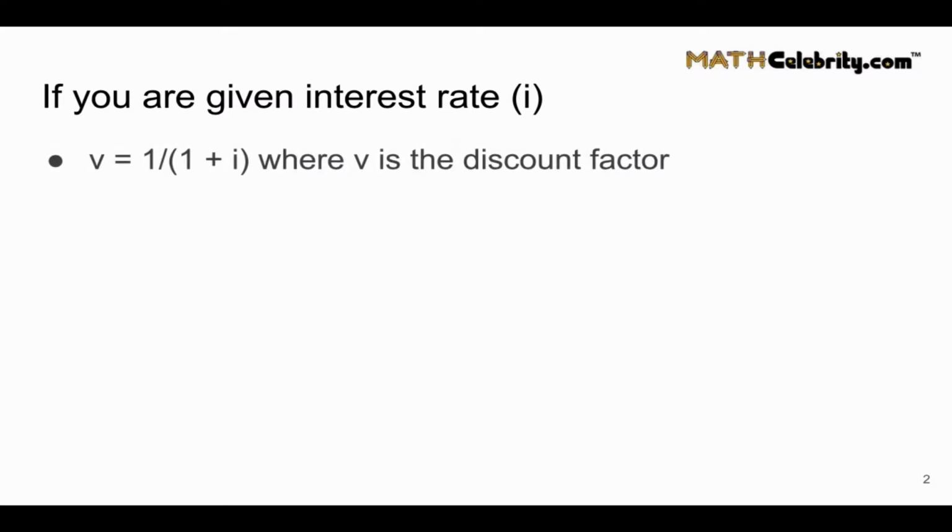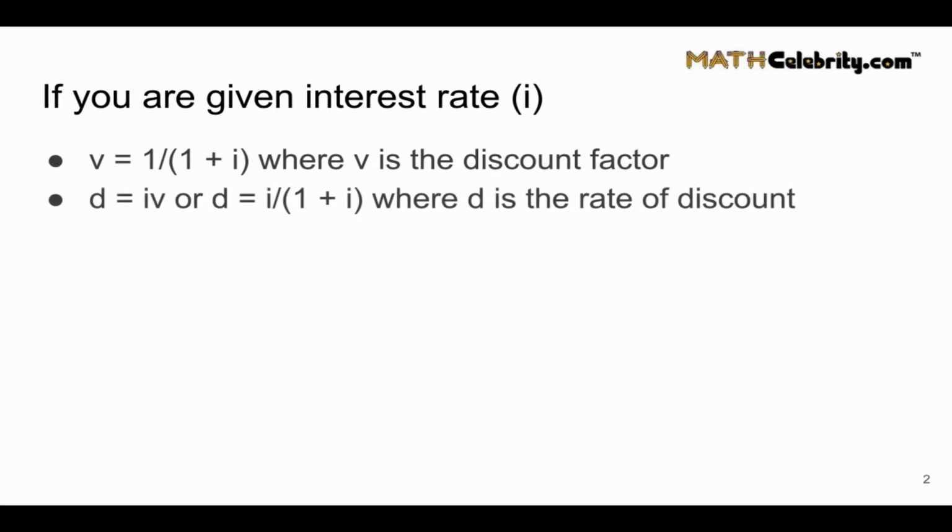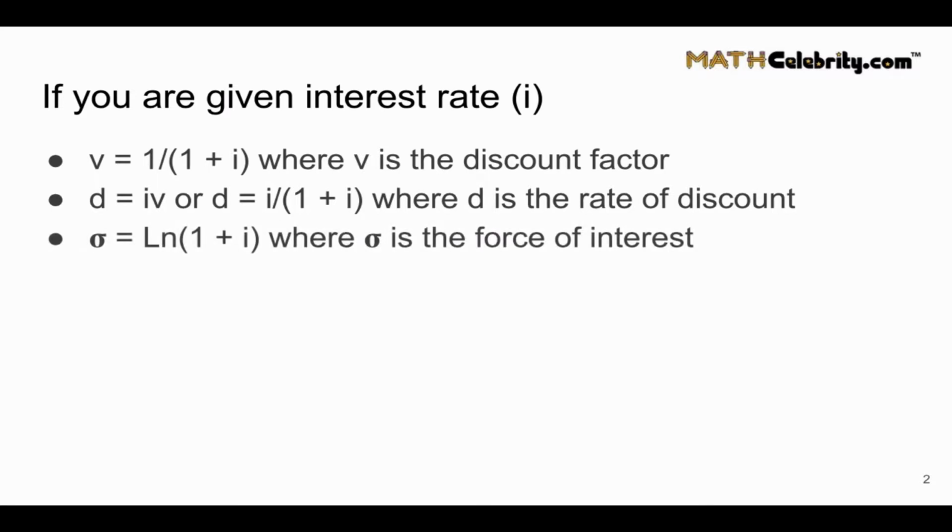Well, if we use our interest and discount relationships, we get V equals 1 divided by 1 plus I, and V is the discount factor. D equals I times V, or if we use the V above, it's just I over 1 plus I. So you could plug in I to that and get D. And finally, the force of interest, sigma, is just the natural log of 1 plus I.